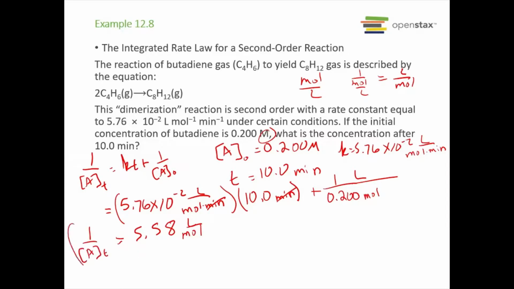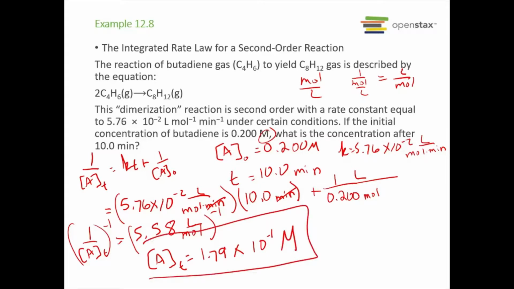So now we need to go ahead and do 1 divided by everything, or put everything to the negative 1 power, so we can get AT in the numerator. So AT then is equal to 1.79 times 10 to the negative first moles per liter, or molarity, molar. So after 10 minutes, there's 0.179 moles per liter of butadiene remaining.